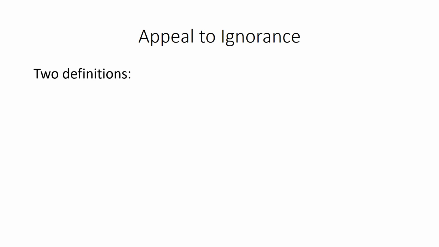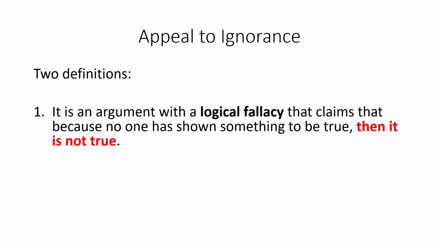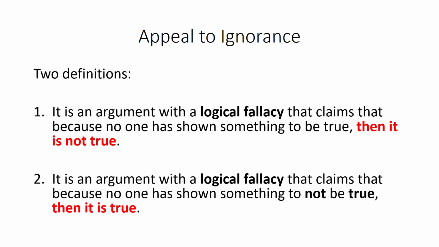It can be defined in two ways. The first way is it is an argument with a logical fallacy that claims that because no one has shown something to be true, then it is not true. Also, it is an argument with a logical fallacy that claims that because no one has shown something to not be true, then it is true.